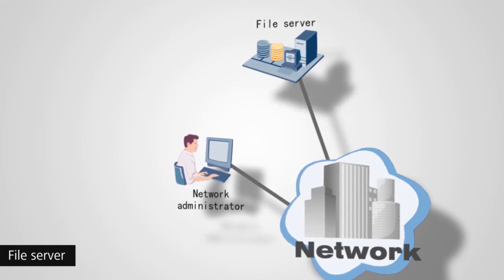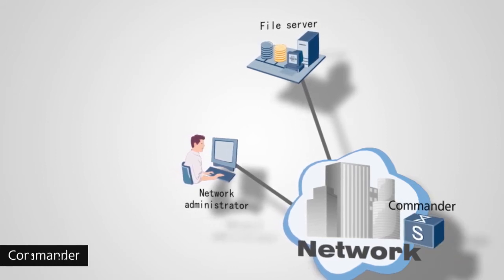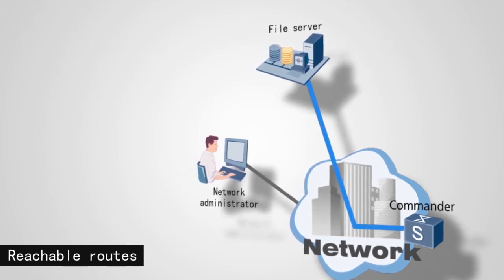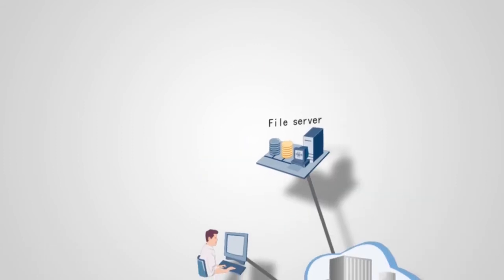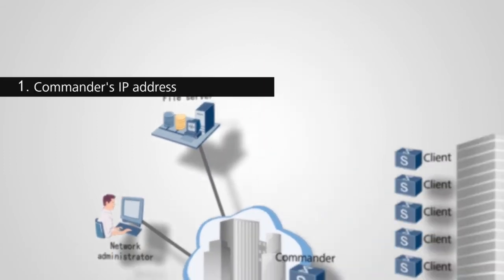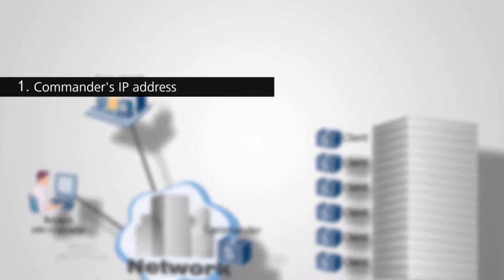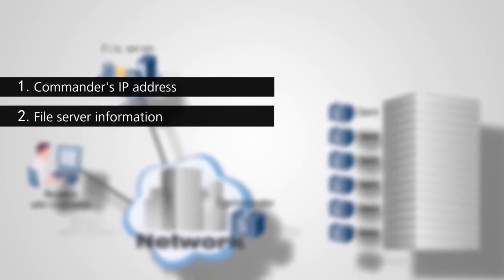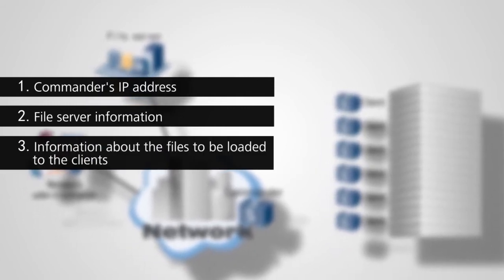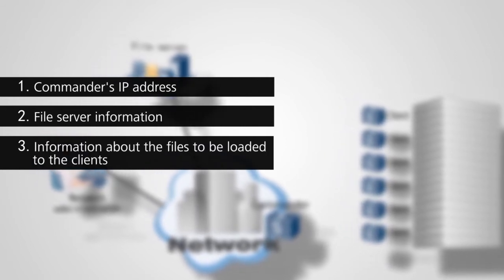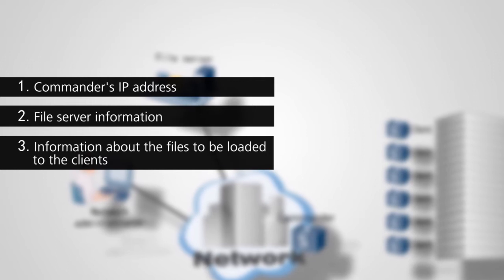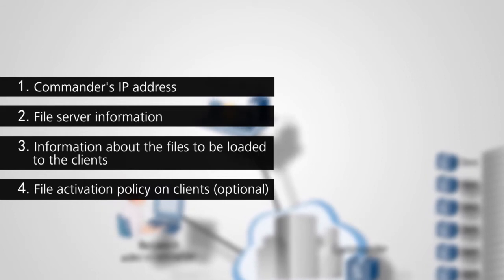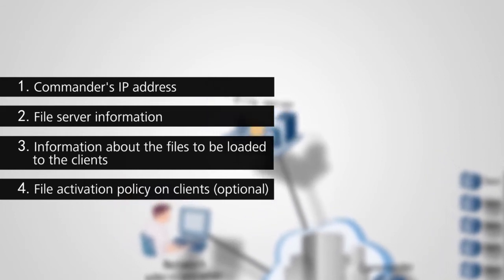The next step is to select a running device on the network as the commander. The commander can be located anywhere on the network, but there must be reachable routes between the commander and the file server. The following information must be configured on the commander: an IP address, which is used to communicate with clients on the network; file server information, including the file server type, IP address, and user account; information about the files to be loaded onto the clients. This includes system software names, configuration names, and patch file names; and file activation policies. This includes the time and method to activate these files once they've been downloaded onto the clients.